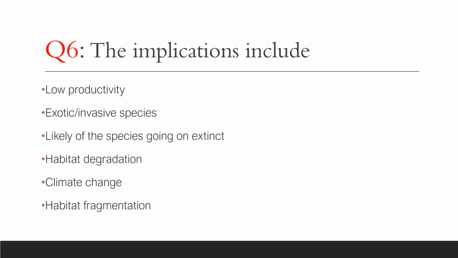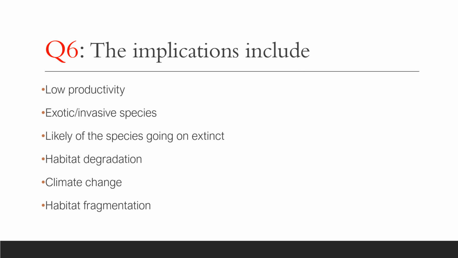The implications include low productivity, exotic or invasive species. Here, the invasive species comes in and disrupts the community structure, but the exotic species doesn't cause much problem to the environment, but both of them affect the community structures. Some invasive species are exotic, but exotic species are not invasive.